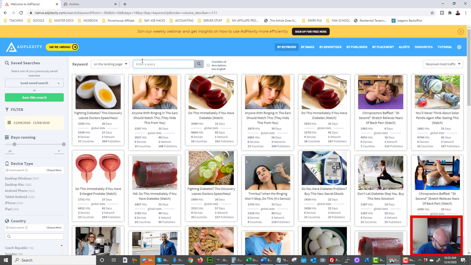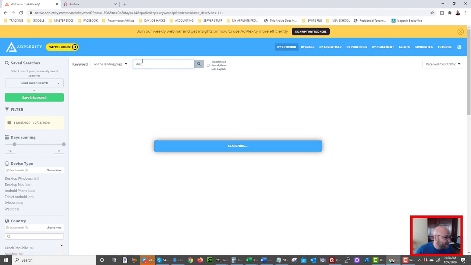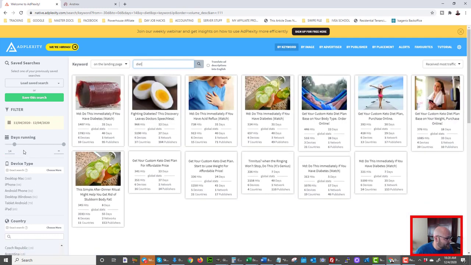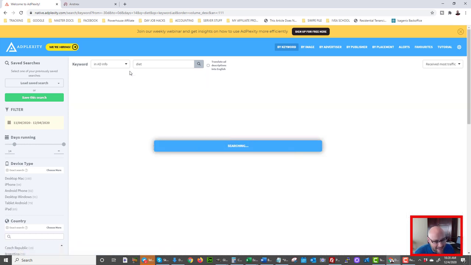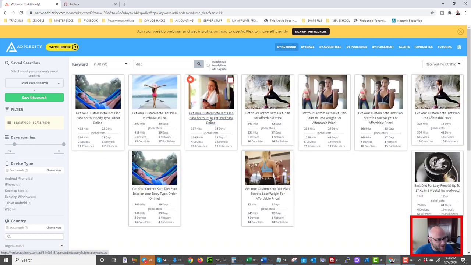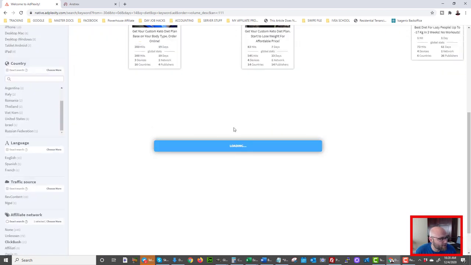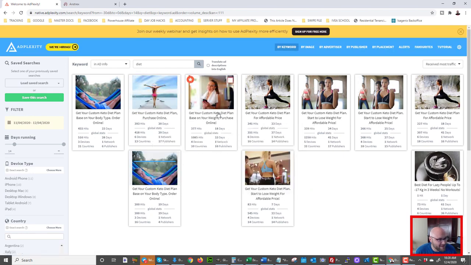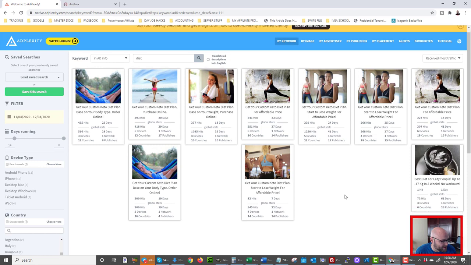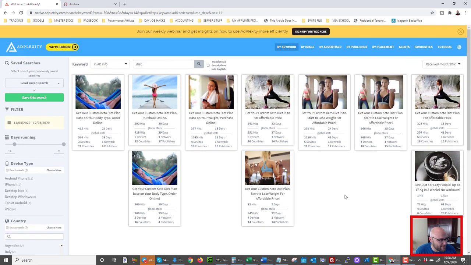On Adplexity, we have the ability to just type in diet. It's going to keep all of my other filters in place here, and then it's going to just filter out ads about diet. Or on the landing page, if I reset this in the ad info, it'll show me ads that talk about diet. So another big win for Adplexity, because this obviously helps keep things in order a lot easier. So you can see now the amount of diet ads has dwindled really a lot here.